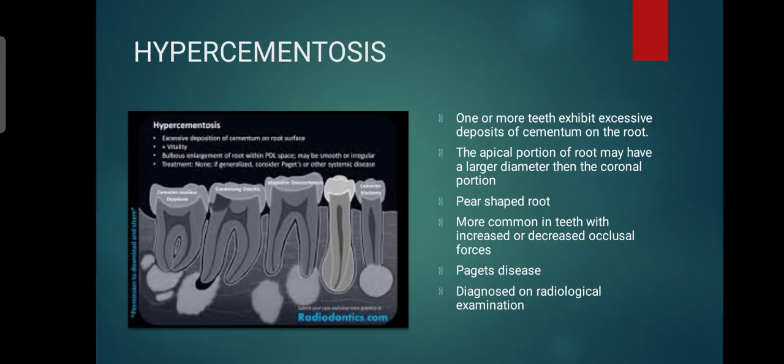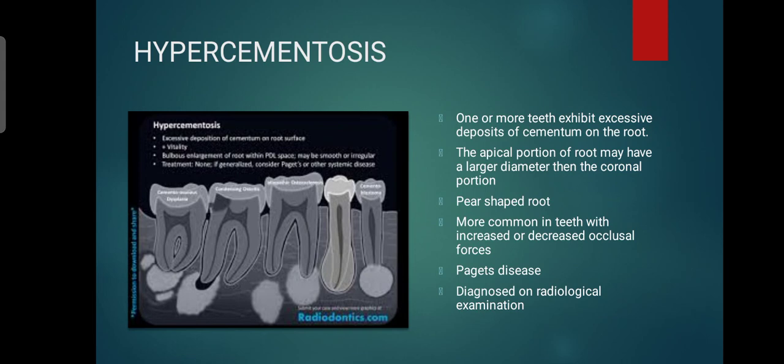Hypercementosis. Occasionally, one or more teeth exhibit excessive deposits of cementum on the root. Such deposits are sometimes problematic because the apical portion of the root may have a larger diameter than the coronal portion, resulting in a bulbous or pear-shaped root, as you can see in the diagrams. Teeth with these shapes are difficult to extract without surgically removing significant amounts of surrounding bone.